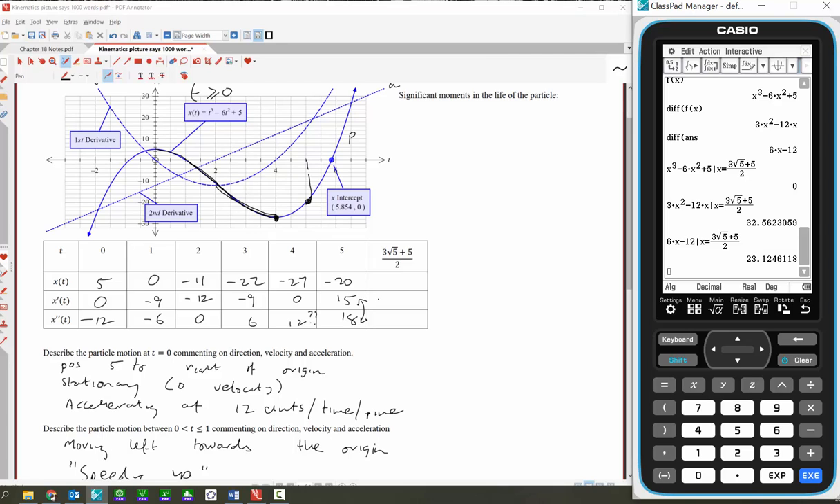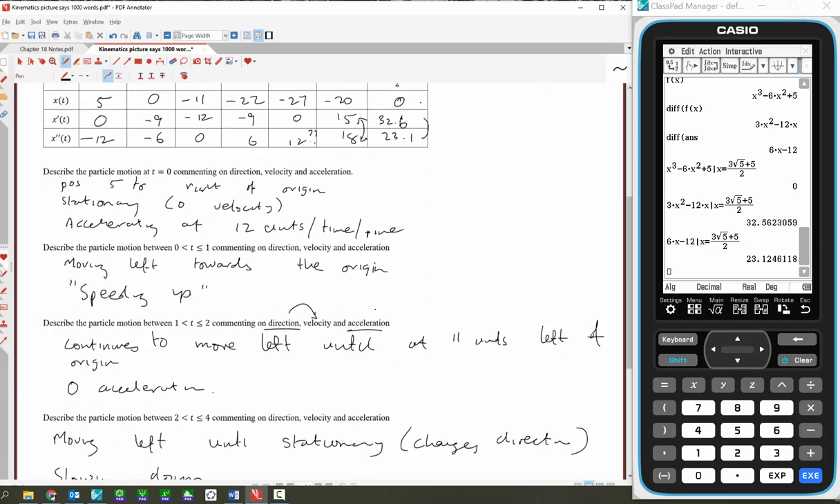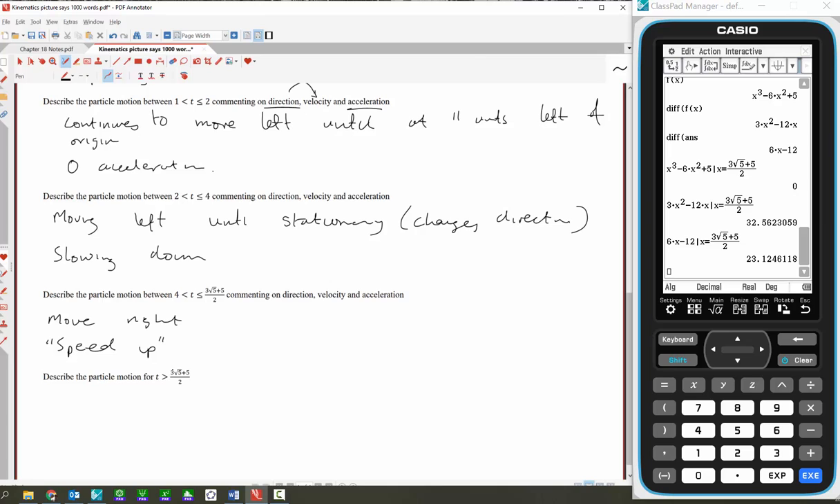Okay, so we'll just do this to 1 decimal place. So 0 means we're back at the origin at this point here. We've got 32.6 to 1 decimal place and 23.1 to 1 decimal place. So again, we're back at the origin and we're still speeding up, okay? And the fact that it's positive, we're still moving right and we're speeding up. So let's comment on that. Describe the particle motion for this. So we move right, speed up until we are back at the origin.